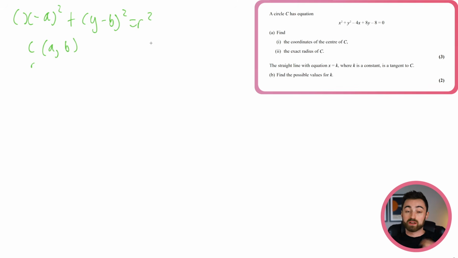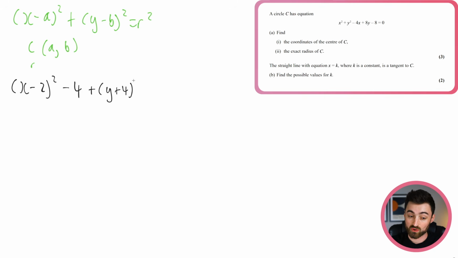So what we do is we complete the square. I've got an x squared and an x term. I complete the square on those, and separately complete the square on the y terms. So x squared minus 4x is going to be x minus 2 squared minus 4. y squared plus 8y is going to be y plus 4 squared minus 16. Still got the 8 on the end, and then that's going to be equal to 0.